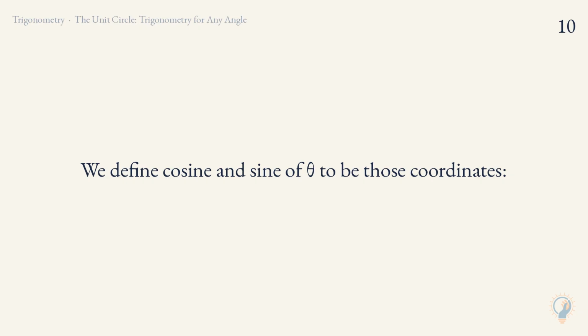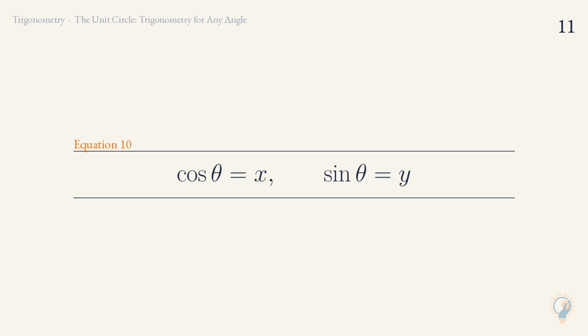We define cosine and sine of theta to be those coordinates. Equation 10, cosine of theta equals x and sine of theta equals y. The cosine of an angle is the x coordinate of the corresponding point on the unit circle. The sine is the y coordinate.